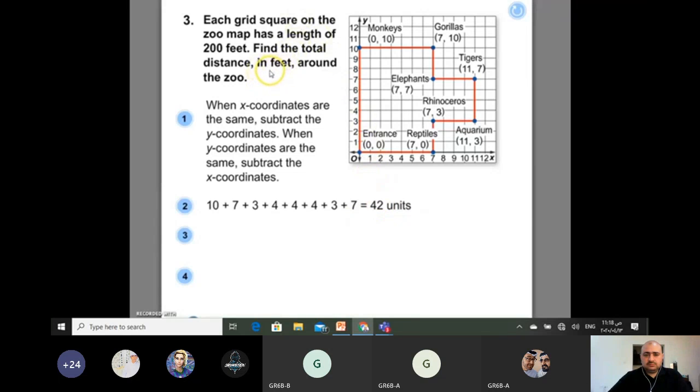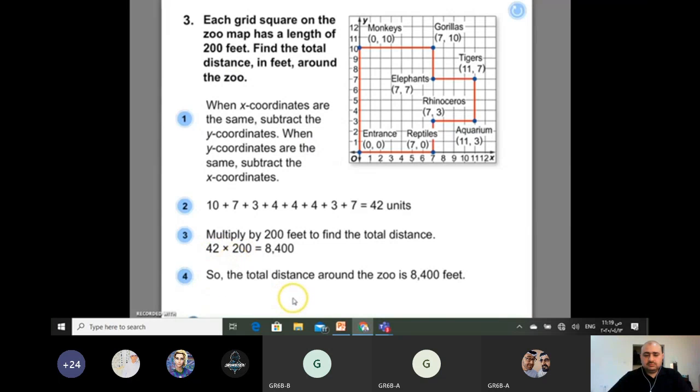The question is to find the total distance in feet. Well, if I've got 42 units or 42 boxes, and each one is 200 feet, it's common sense to multiply my 42 by 200, since each box is 200 feet. You should get a total of 8,400 feet as your answer.